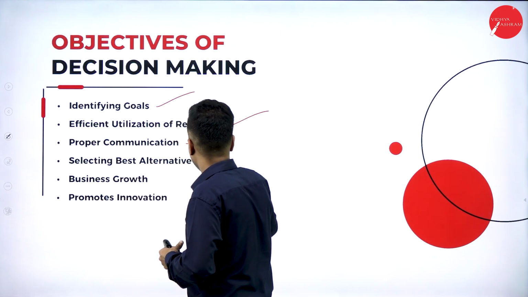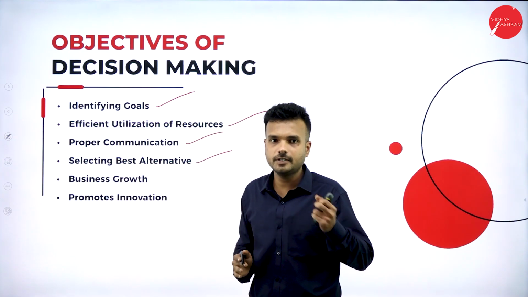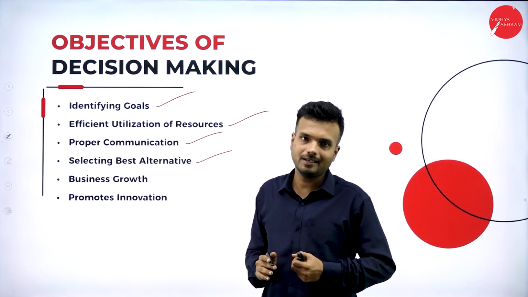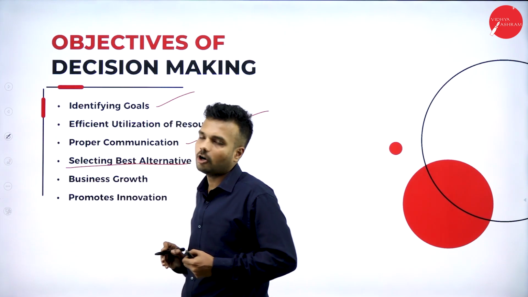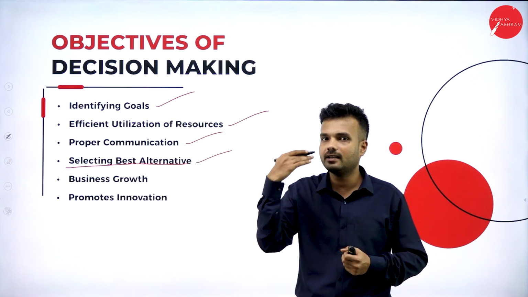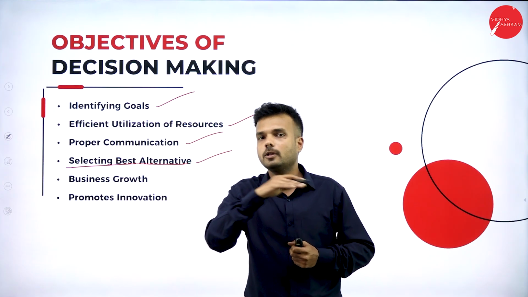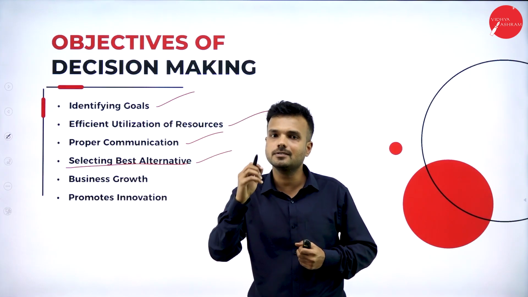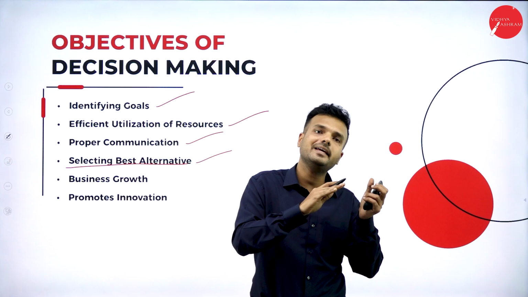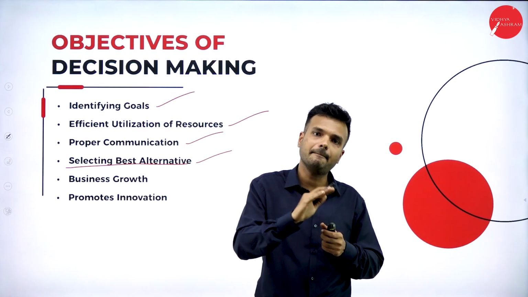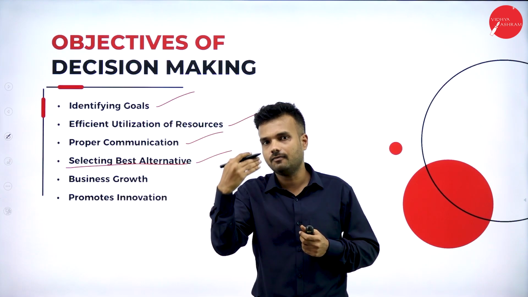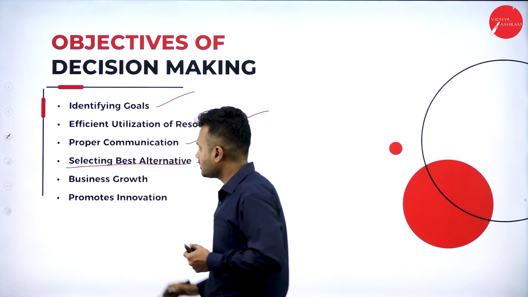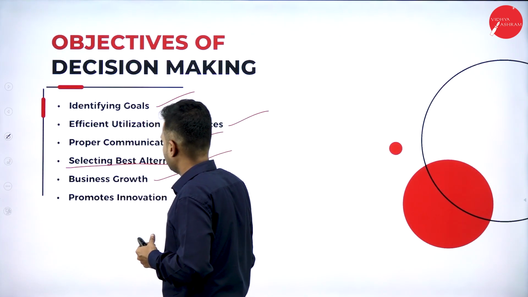Selecting best alternatives. As we had studied in the features of decision making, it is a process of selecting the best alternative. We are supposed to select the alternative among all the alternatives. We are supposed to choose the best one by evaluating each one. We are supposed to compare the alternative courses of action, and we come to the end result.